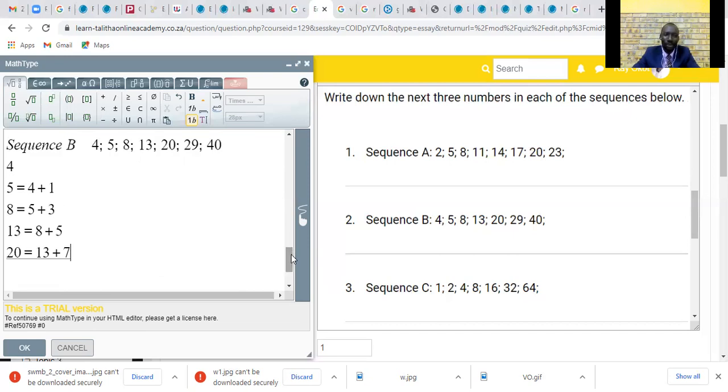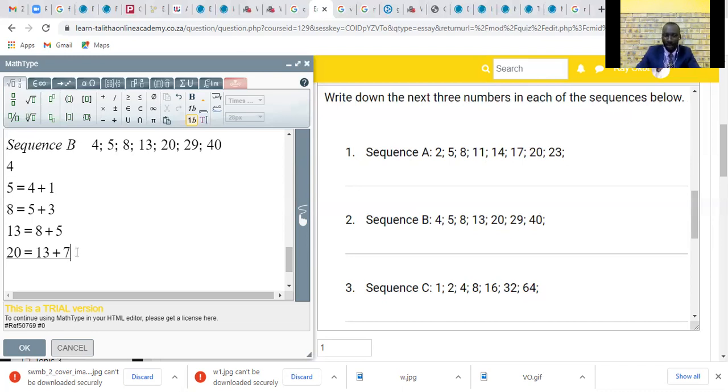Well, notice there is something in common. Here we have 1. Here we have 3. Here we have 5. The something in common is a 2. When you add a 2 to 1, you get a 3. When you add a 2 to 3, you get a 5. When you add a 2 to 5, you get a 7.